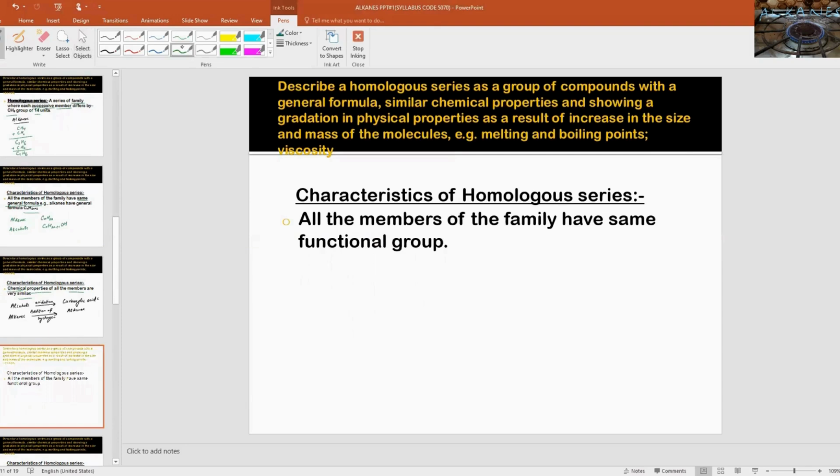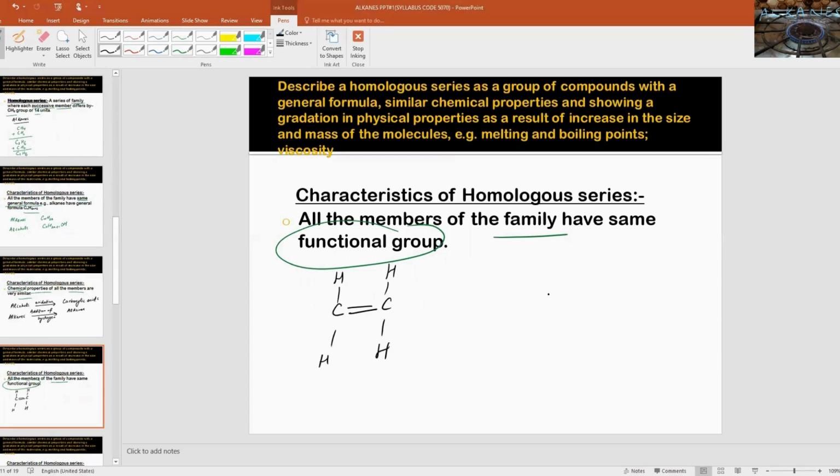All the members of the family have the same functional group. For instance, the functional group in alkenes is the carbon-carbon double bond. The functional group in alcohol is OH. These are the functional groups.